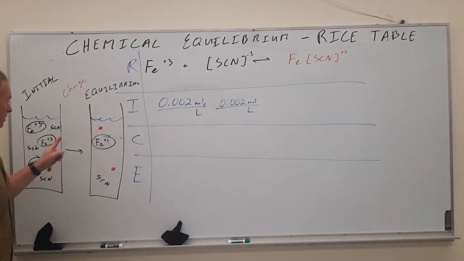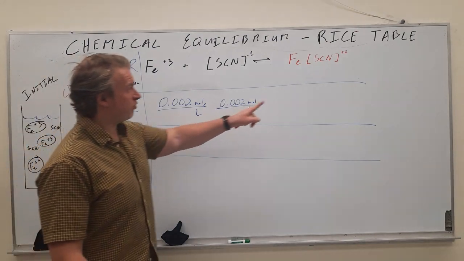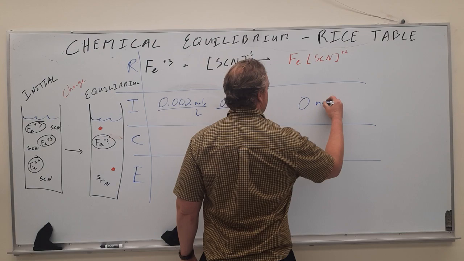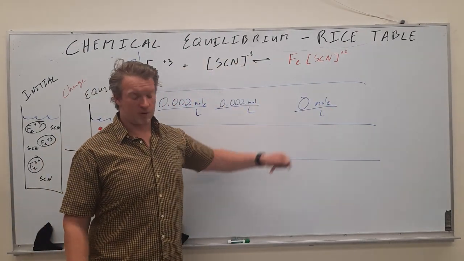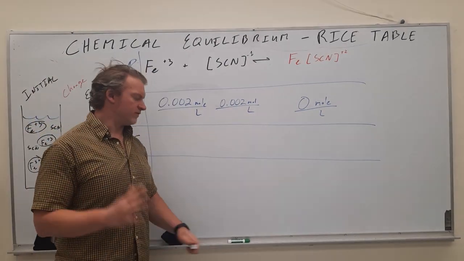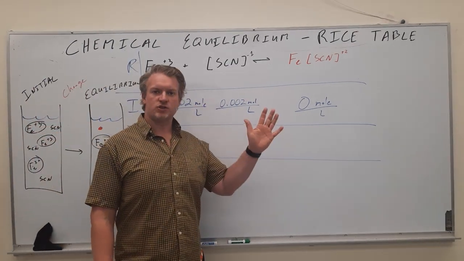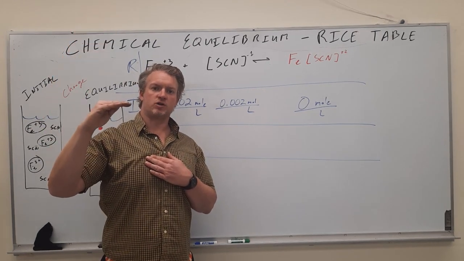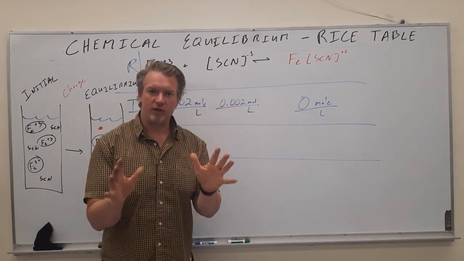Now, initially, these reactants are at their highest concentration they're ever going to be, and the product is at 0 concentration because in this first millisecond of the reaction, no product has been formed. The change is just a very logical step. When a reaction starts, the reactants will go down in concentration and the products will go up in concentration. Just a very reasonable thing.